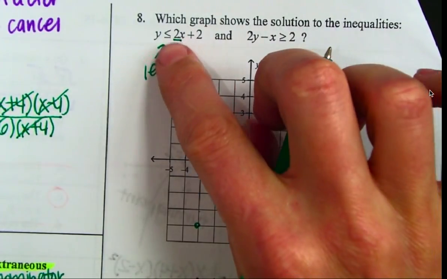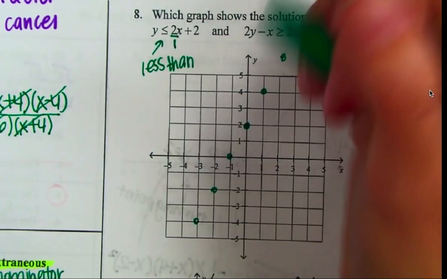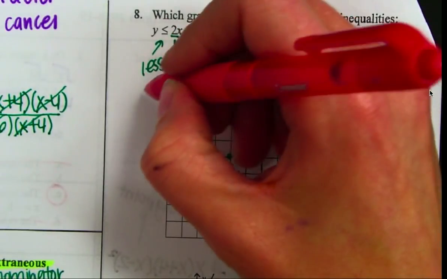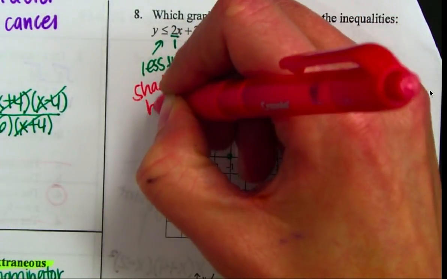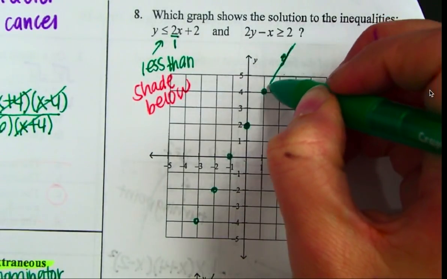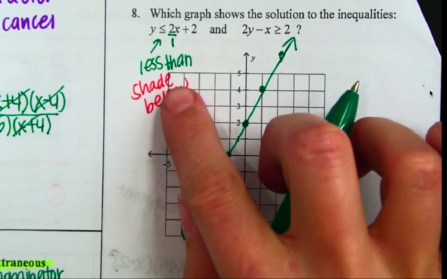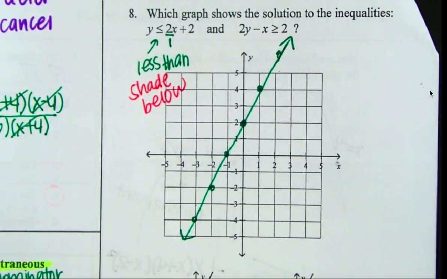And because there's an underline in my inequality, I'm going to be drawing a solid line. And since this is less than, we need to know that this means shade below the line. So here's my line for 2x plus 2. And because it's less than, I'm going to be shading below this line.